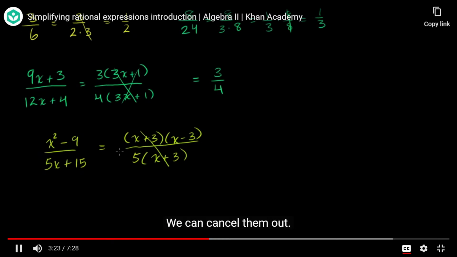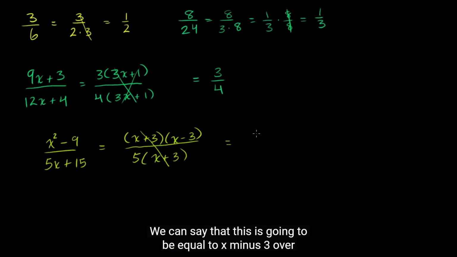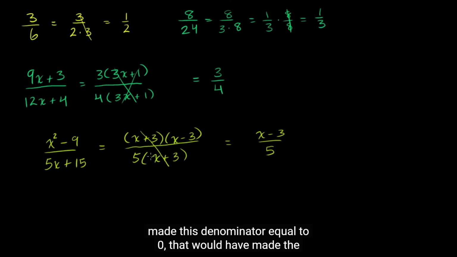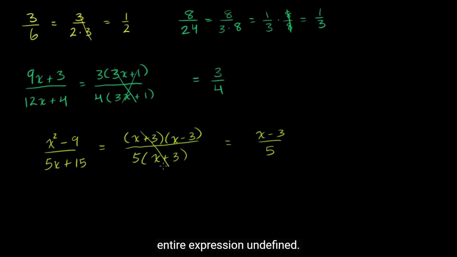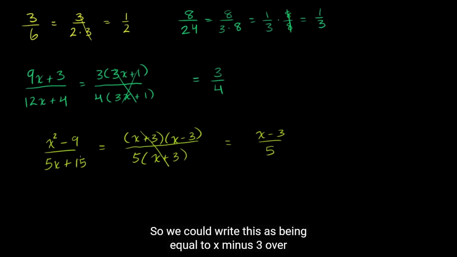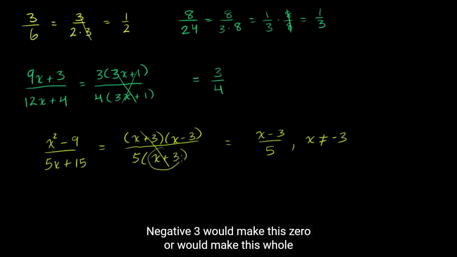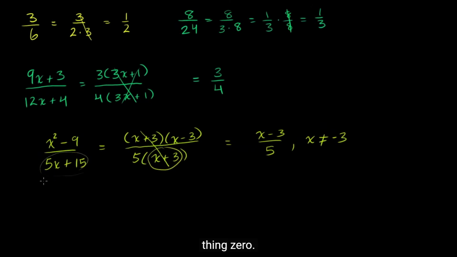We can't just cancel them out. We can say that this is going to be equal to x minus 3 over 5, but we have to exclude the values of x that would have made this denominator equal to 0. That would have made the entire expression undefined. So we could write this as x minus 3 over 5, but x cannot be equal to negative 3. Negative 3 would make this whole thing 0.